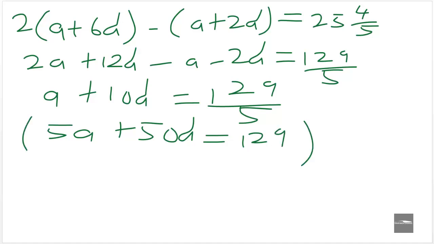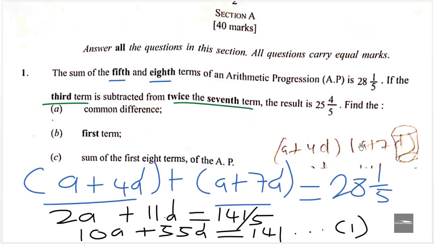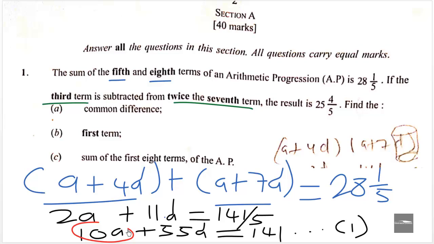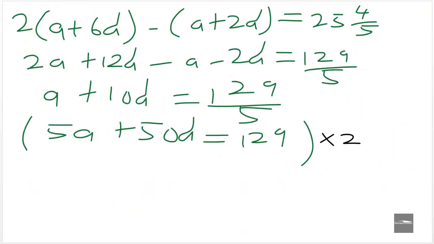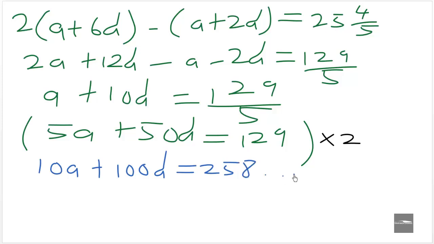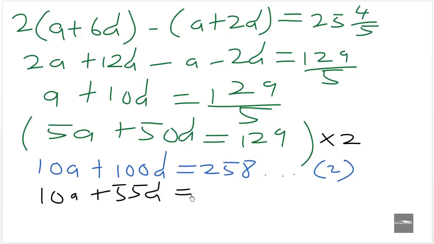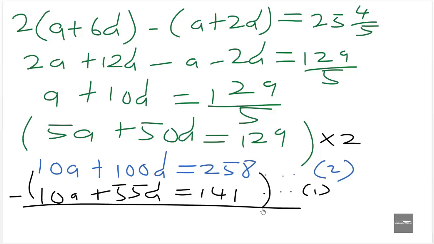Now we multiply through by 2 so that we can obtain 10a, because of this 10a over here. By so doing, we can eliminate the a. So multiplying through by 2, we obtain this equation. This is our equation 2 now. So we solve it with equation 1. Remember, equation 1 is 10a plus 55d is equal to 141. So we subtract to eliminate a, and that will give us 45d is equal to 117.